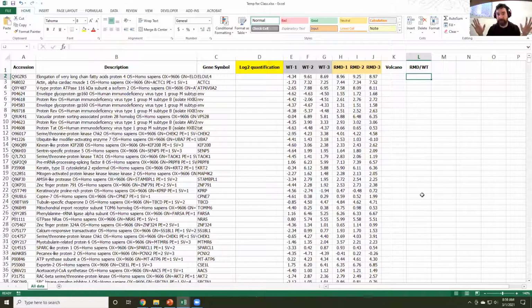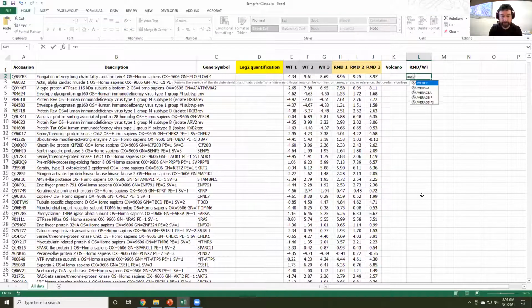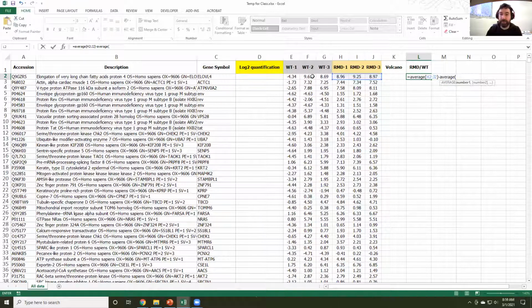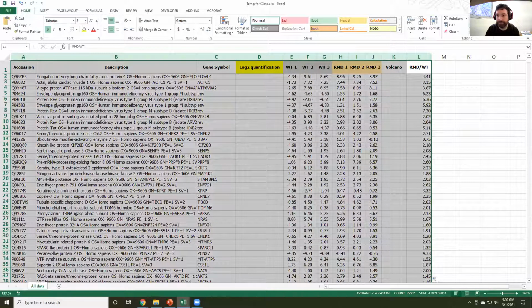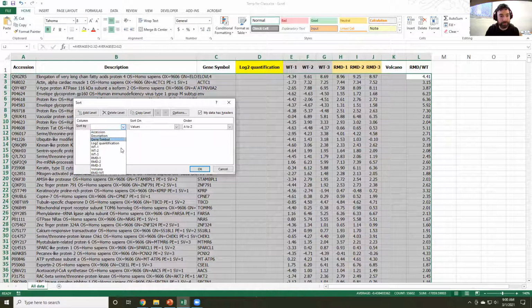You can do it in Excel, you can do it with any software. I don't mind, as long as it's clear for you why we're doing it in a certain way. So let's say you take the average of your replicates in romidepsin, and then, these are log values, so you subtract the average values in wild type. You get a number, a fold change. This is the x-axis of your volcano plot. You can sort your table by this property here.